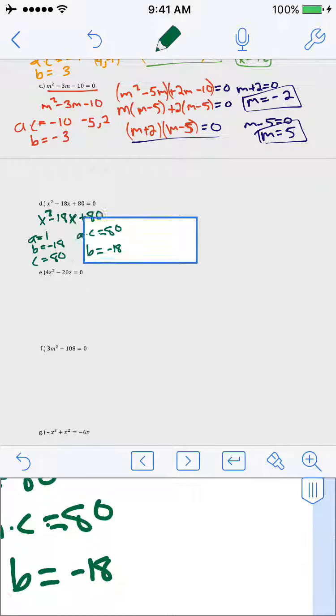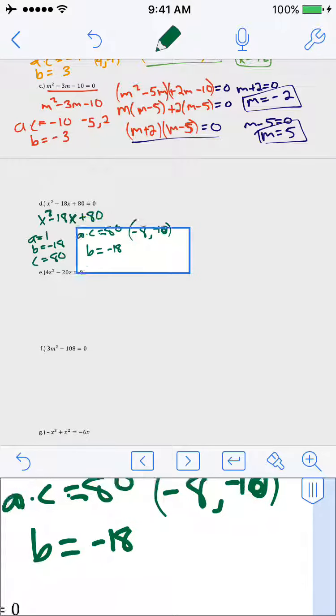Right? Again, if that's a trouble for you, then you've got to practice. Write them all out. What are the factors of 80? 1 and 80. Negative 1, negative 80. 2 and 40. Negative 2, negative 40. And keep going until you find them. Okay, keep going until you find those numbers. The more of these you do, the easier it gets to find them.